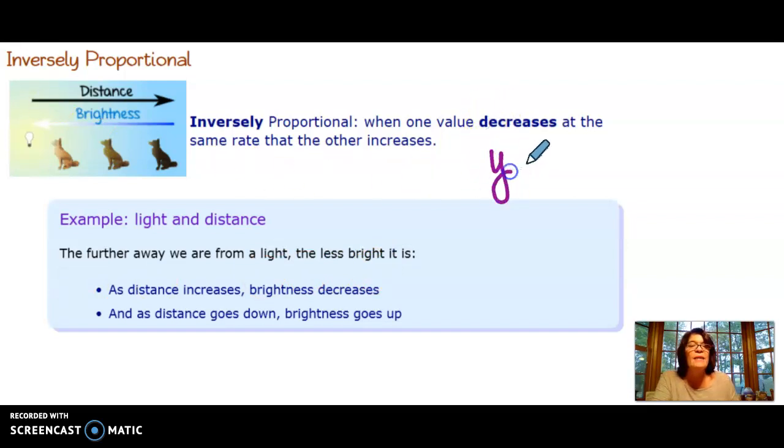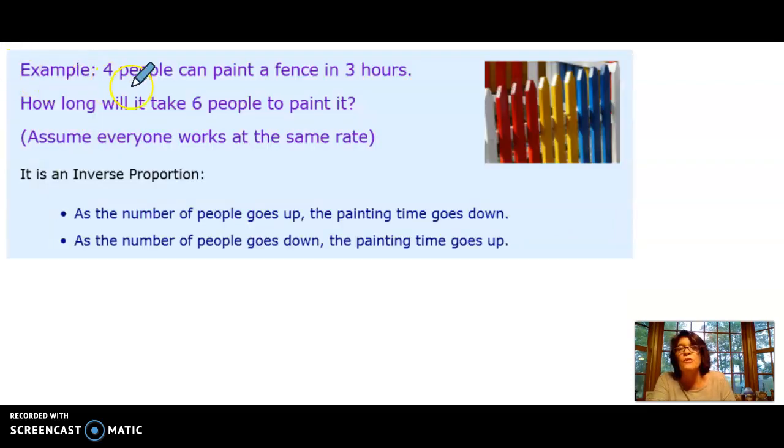The way we write that, instead of y equals k times x, it's y equals k over x. All right, y equals k over x. We have a rational function for an inverse proportion.